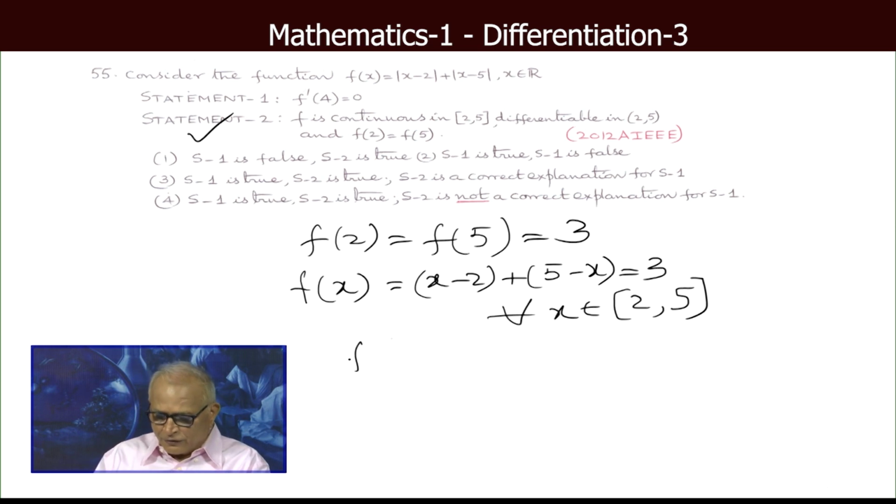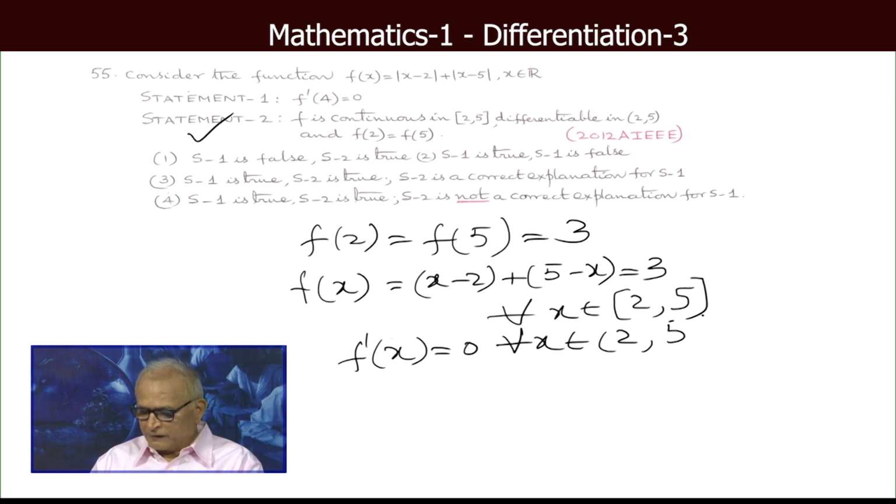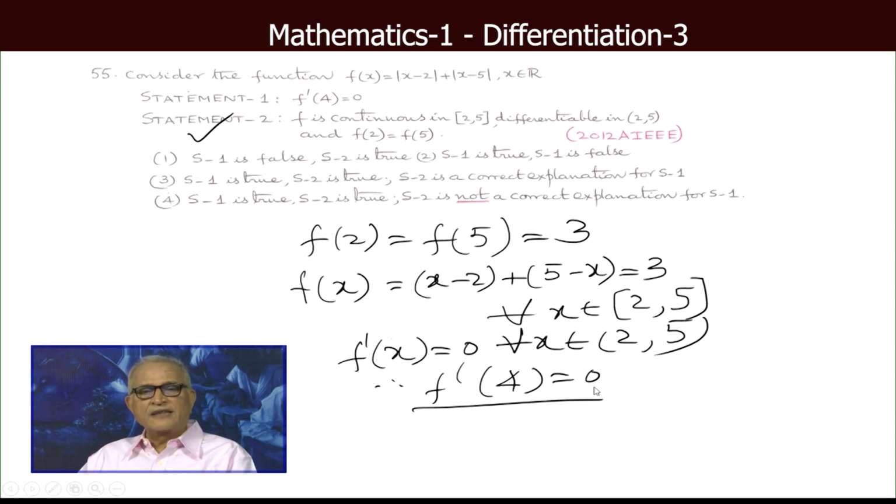So, f dash x equal to 0 for all x in the open interval 2, 5. Therefore, f dash at 4, being an interior point, 4 is a member of (2, 5), f dash at 4 is 0. So, this is the reason why statement 1 is also correct.